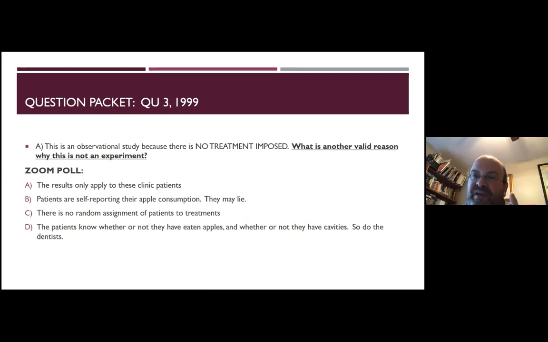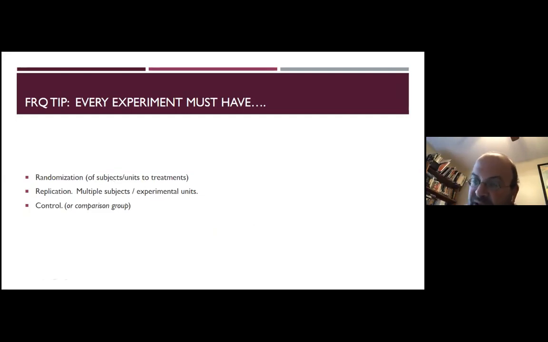But A, B, and D isn't the reason why it's not an experiment. However, experiments must have, let's make sure, there we go. If we have an experiment, we must have three things. There must be randomization, there must be replication, which is to say multiple subjects or multiple experimental units, and there must be a control or a comparison group. We don't have time right now to go through all those things, but if you're given an experiment, you need to check off all three of those elements. Those are the required elements of the thing.